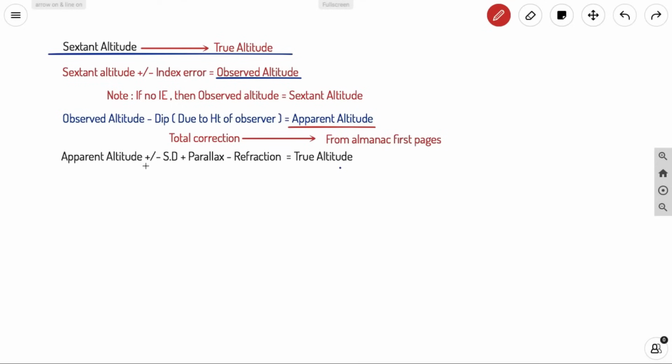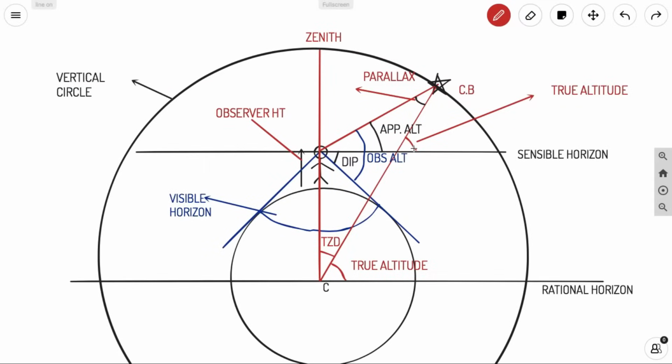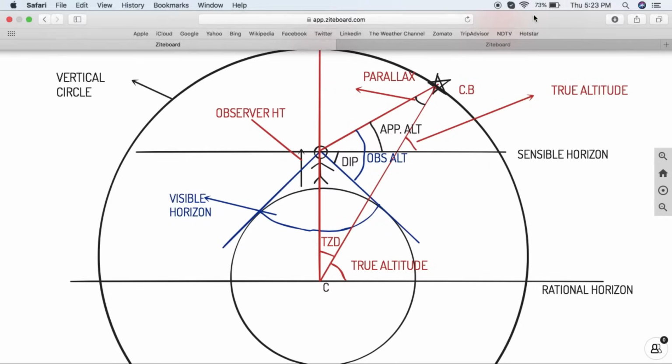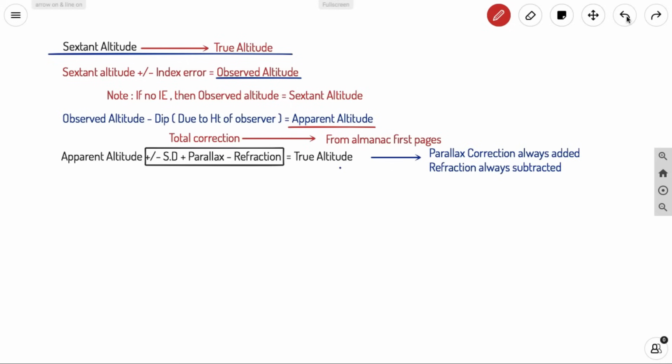Next, from apparent altitude, how do we get to our true altitude? We can say apparent altitude plus or minus semi-diameter, that is SD, plus parallax minus refraction will give you true altitude. In the previous one, we just said true altitude is the sum of apparent altitude plus parallax. There are some other factors like semi-diameter and refraction that won't apply for every celestial body, but for some, yes, it applies. Like semi-diameter applies for sun and moon and not for stars and planets, and parallax applies to almost all celestial bodies. So now SD, parallax and refraction are also called total correction, and this can be obtained from the almanac's initial first pages.